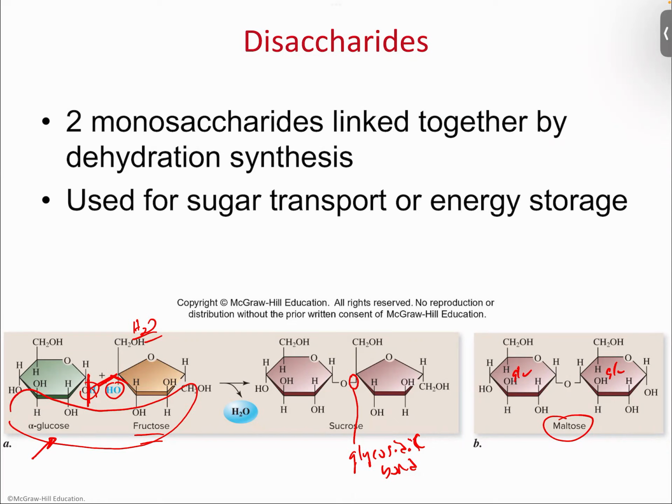Is that a question? Yeah, just a question about the maltose. It's still a glycosidic bond? Correct. Still a glycosidic bond. These are all glycosidic bonds.